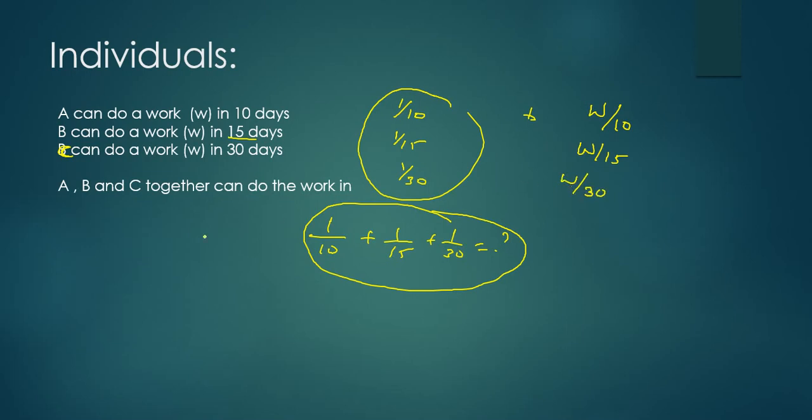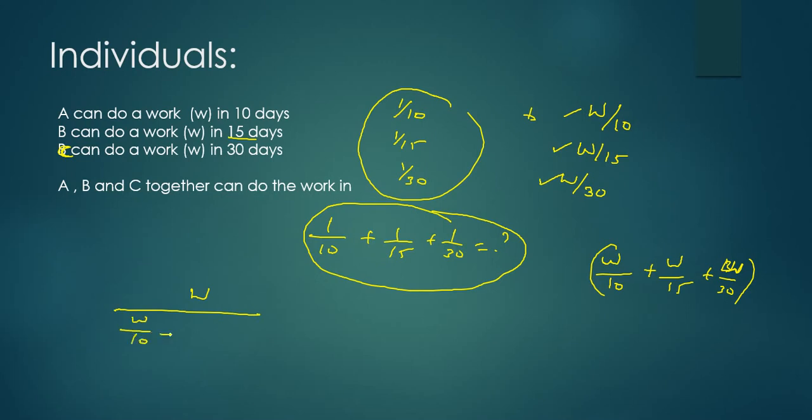Number of days required is nothing but, this is work done by A in 1 day, this is work done by B in 1 day, this is work done by C in 1 day. So their total work in 1 day is W by 10 plus W by 15 plus W by 30. This is A, B, C's 1 day work. They can complete the total work in... So total work is how much we assumed? W.